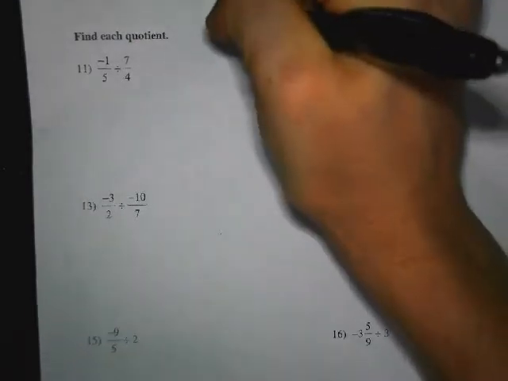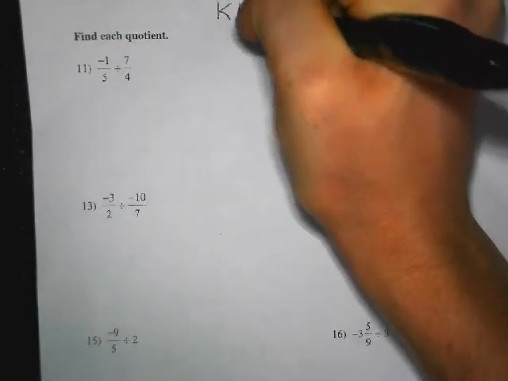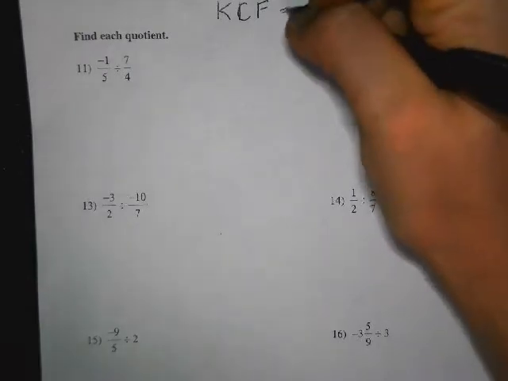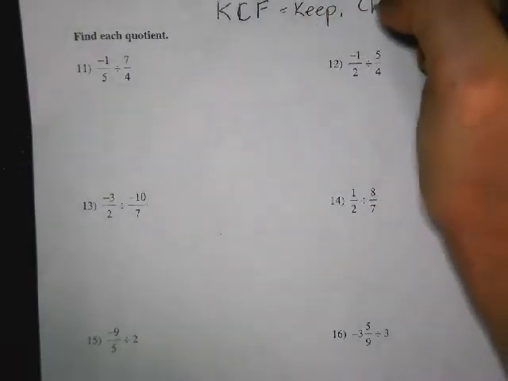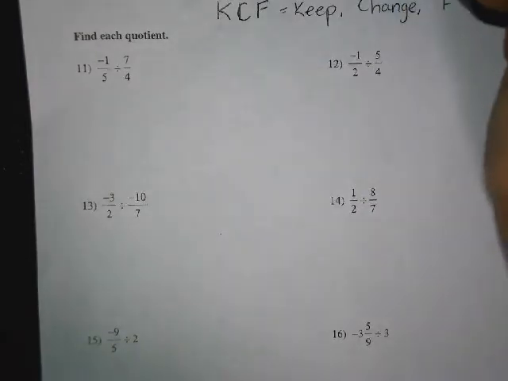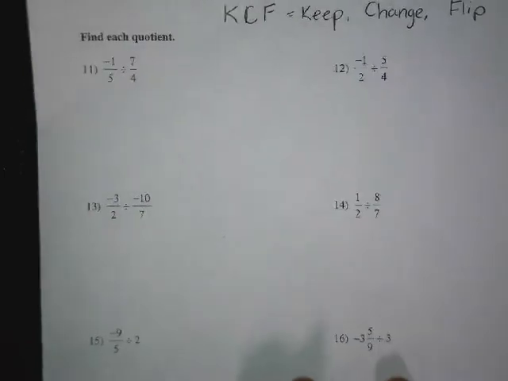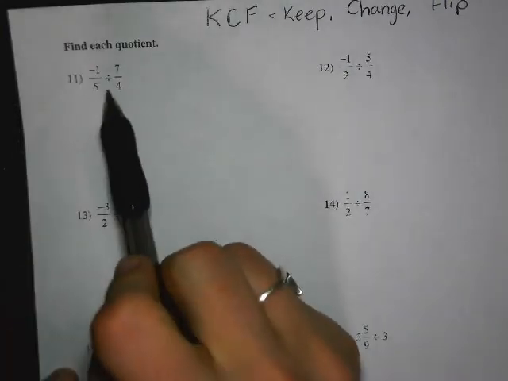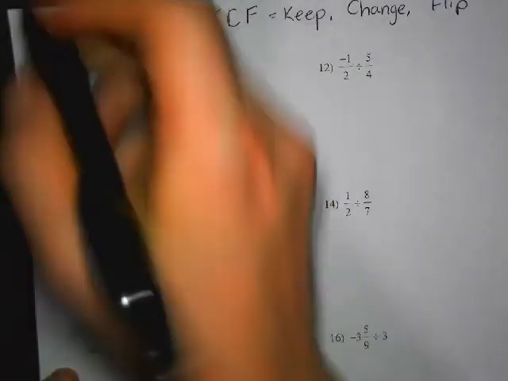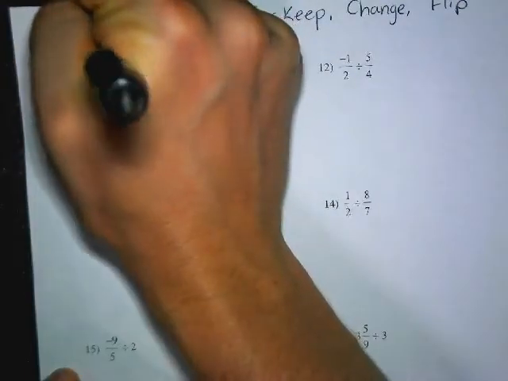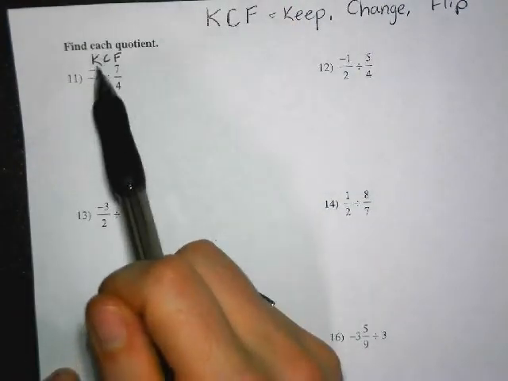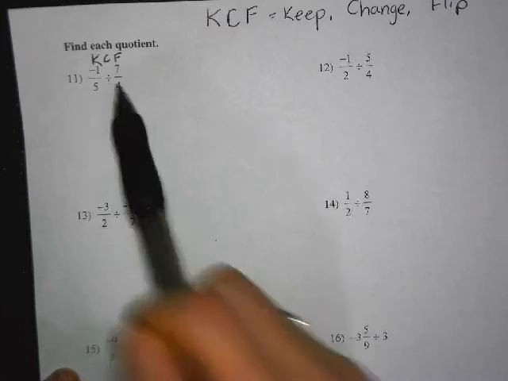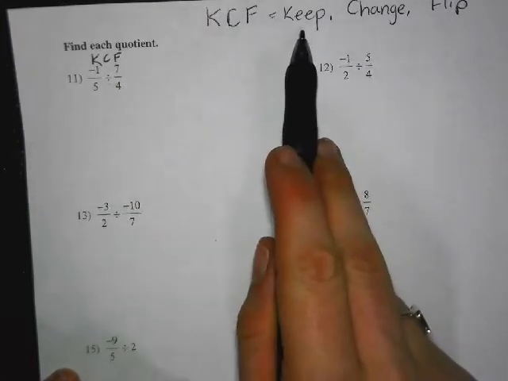And I want you to write an acronym that's going to help you. KCF. No, not KFC. KCF. And that stands for keep, change, and flip. Let me show you what that means and how it works. So for any fraction that has a division sign, you can write KCF where the K is above your first fraction, the C is above your operation, and the F is above your second fraction. So let's just look at this, and it says the K stands for keep.